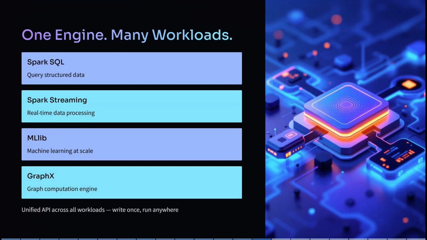Spark is not just fast, it's also very flexible. Spark comes with built-in libraries like Spark SQL for structured queries, Spark Streaming for real-time data, MLlib for machine learning, GraphX for graph processing. All of these use the same Spark engine and the same API, so developers can handle many types of workloads using one unified system.